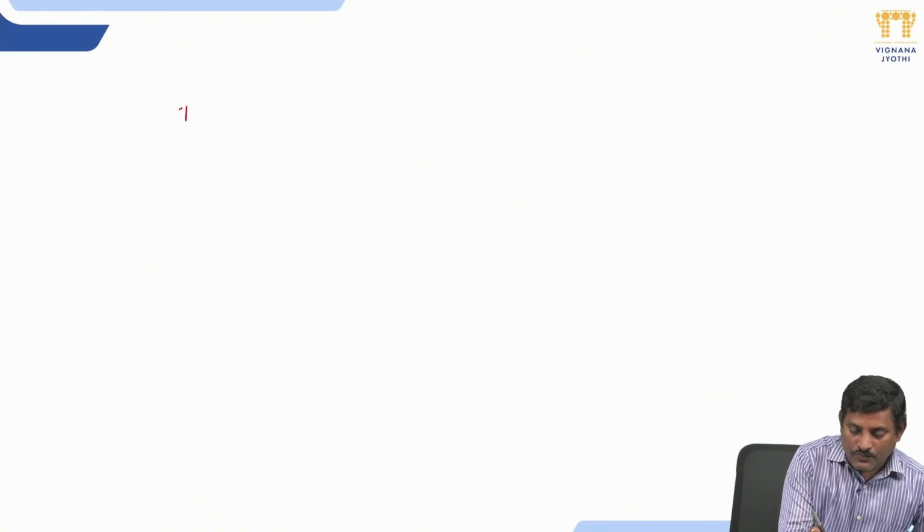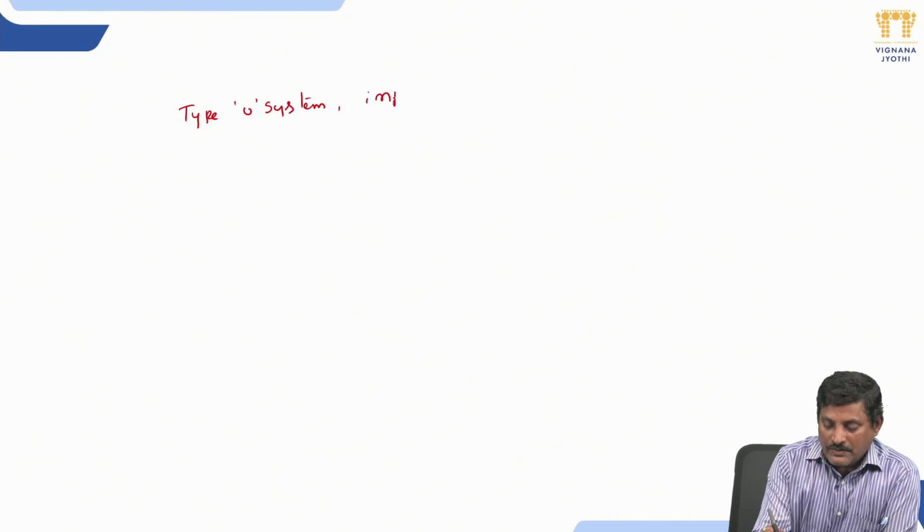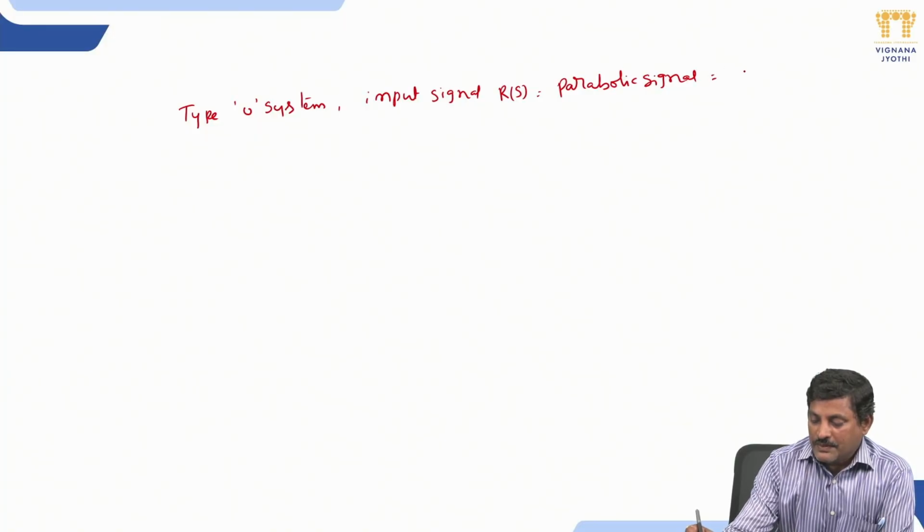Now, type 0 system, input signal R of S is a parabolic signal, that is parabolic signal 1 by S cube.